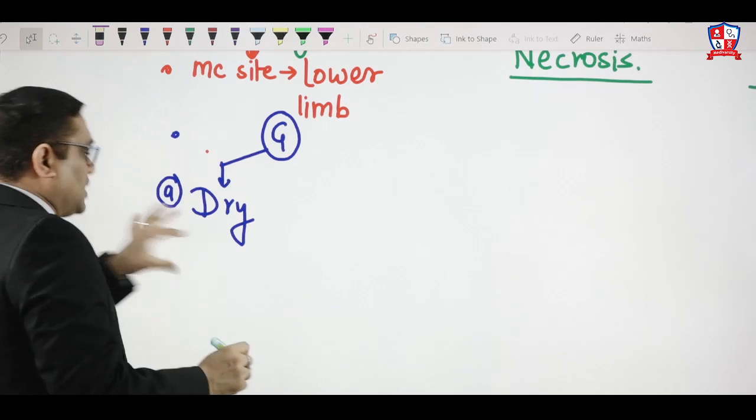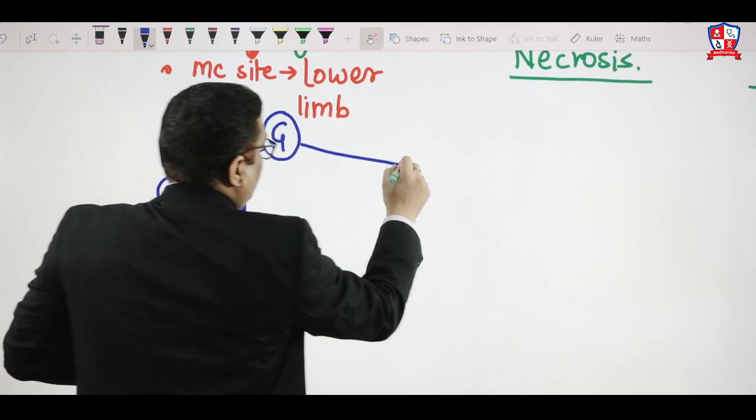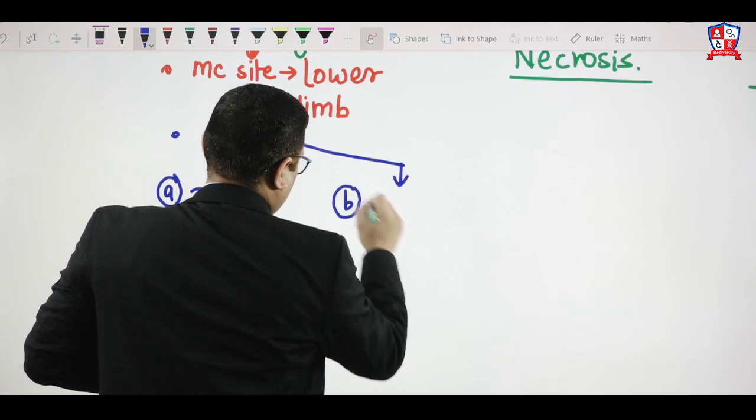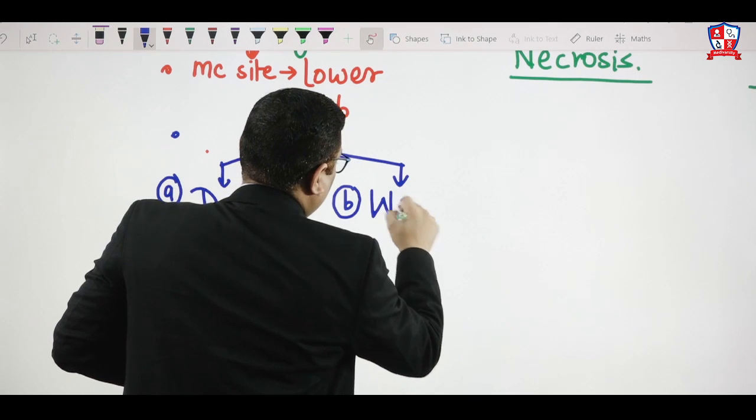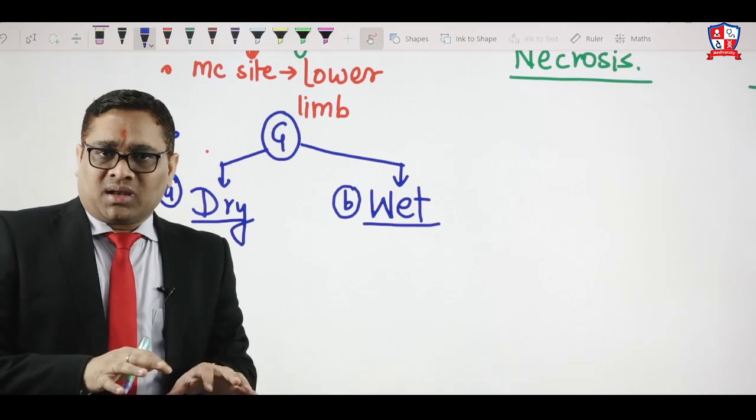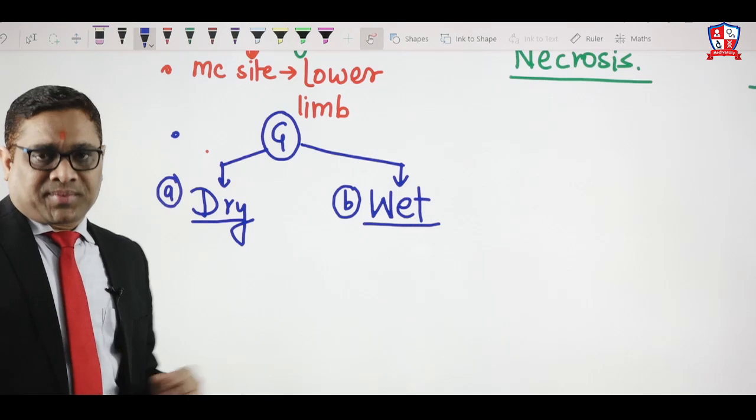When nothing is mentioned, I just urge you to understand this will be dry gangrene. When there is some superimposed bacterial infection, then this will be called wet gangrene. So there are two types of gangrene, dry gangrene and wet gangrene. What is the difference between dry and wet?